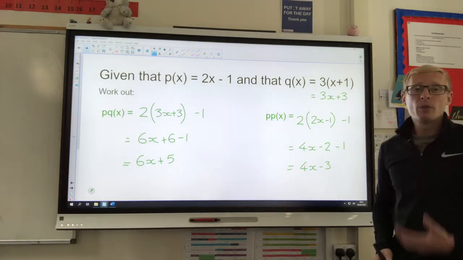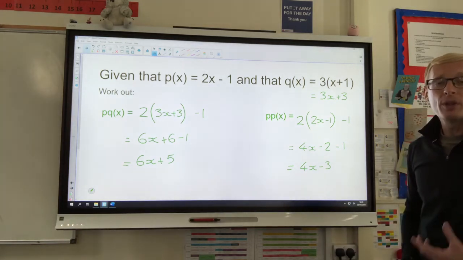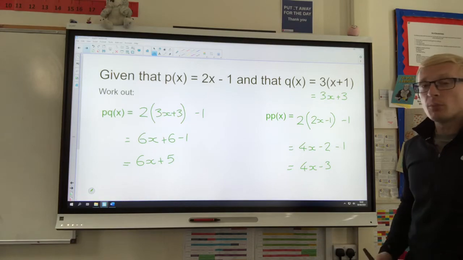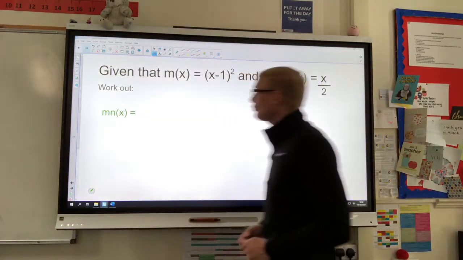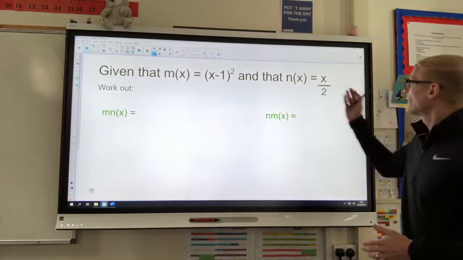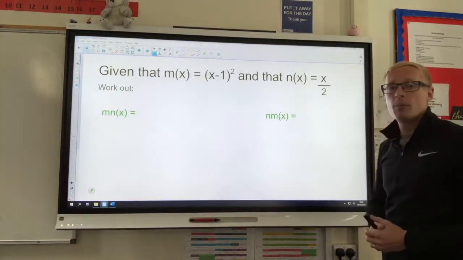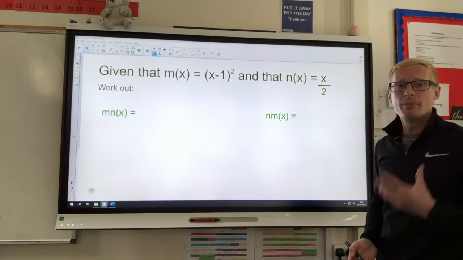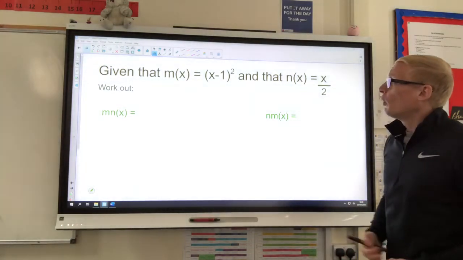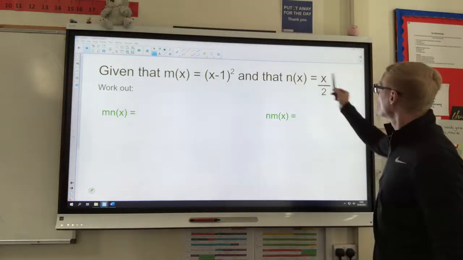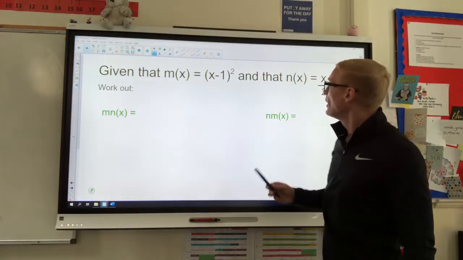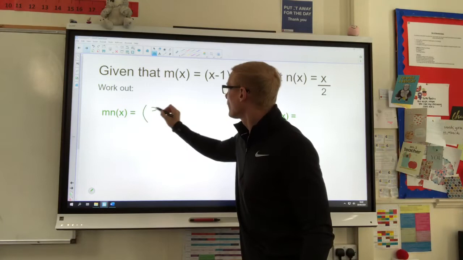So again, I'd like you to stop the video, just make sure you copy those examples down. Again, you might need to rewind them and just listen to it again. Last example looks like this. M of x and n of x, we've just got a fraction this time. It doesn't make too much difference to the method that we're using. So what we're looking at here is n into m. So I'm taking this function and I'm putting it in where x is here. So this is going to look like this.